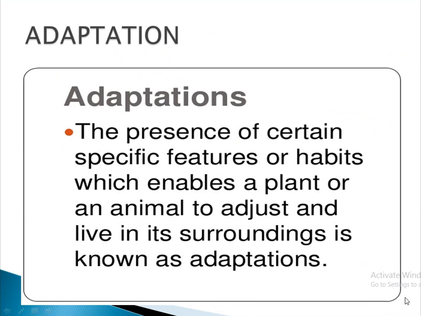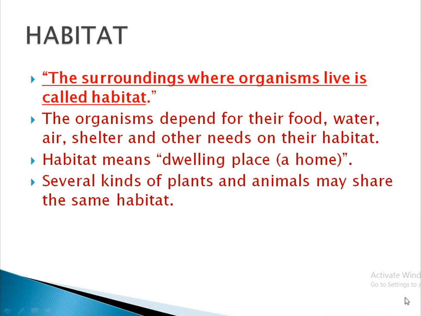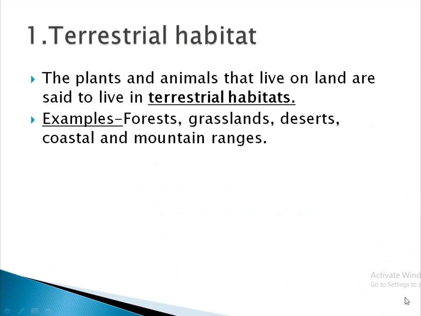Actually, organisms want to live in a safer place where they can easily get water, air, food and all other requirements, that is called habitat. The surrounding where the organism lives is called habitat. Several kinds of plants and animals may share the same habitat. Habitats are of two types. The first is terrestrial habitat and the second one is aquatic habitat. Terrestrial habitat is the habitat where the plants and animals live on land. Example, forest, grassland, desert, coastal and mountain ranges.